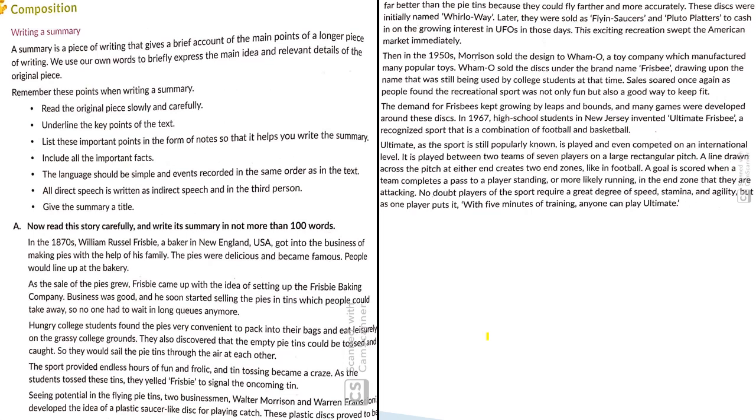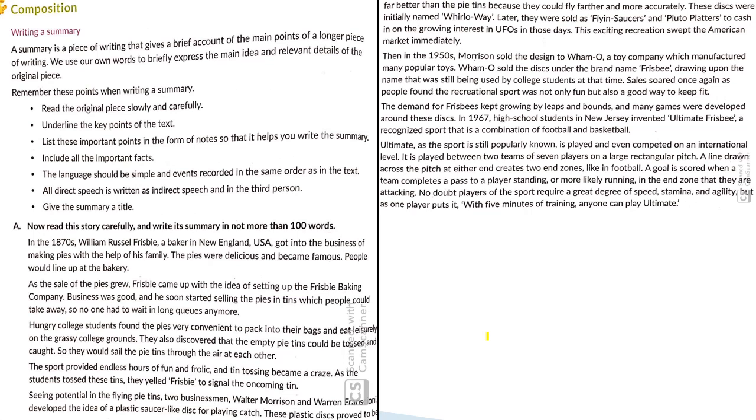When you read something, a story or a poem, based on your understanding, you should write a short piece. That is called a summary. A summary is a piece of writing that gives a brief account of the main points of a longer piece of writing. We use our own words to briefly express the main idea and relevant details of the original piece. So the main thing is it should be short, it should have the main points, and it should not be longer than the original piece, and it should have words in your own expression. These points you have to keep in mind.